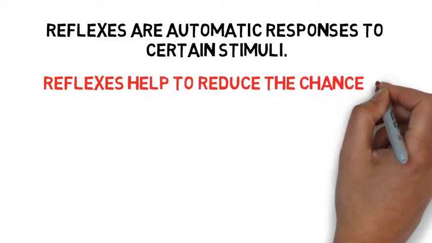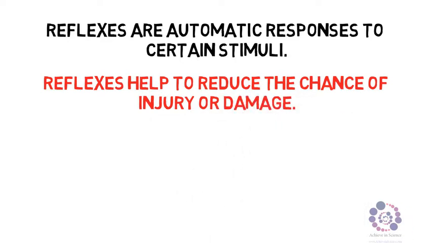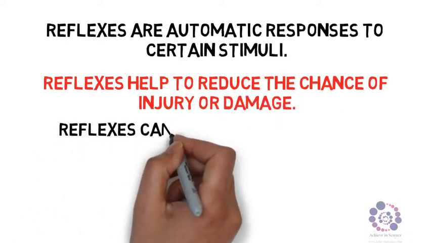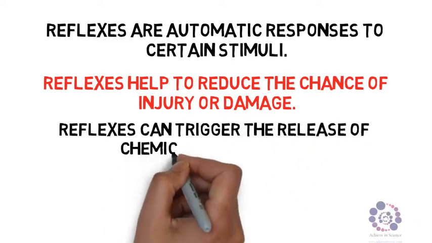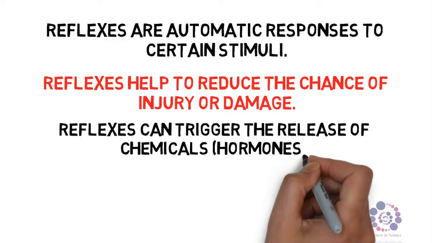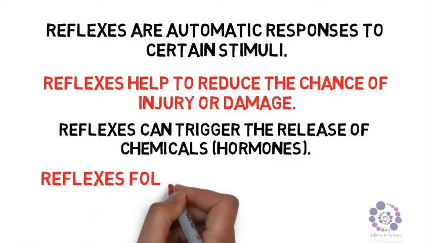Now, what a reflex can do is it can also trigger chemicals, so hormones, to be released within your bloodstream. For instance, adrenaline. And what reflexes will do, in order for them to be coordinated, is they will follow a certain pathway called a reflex arc.